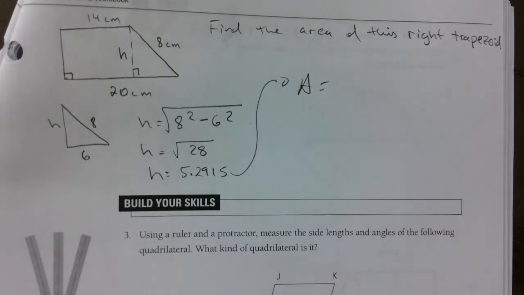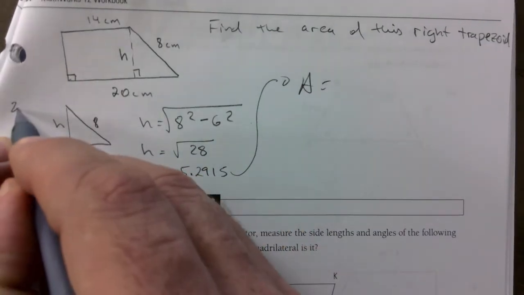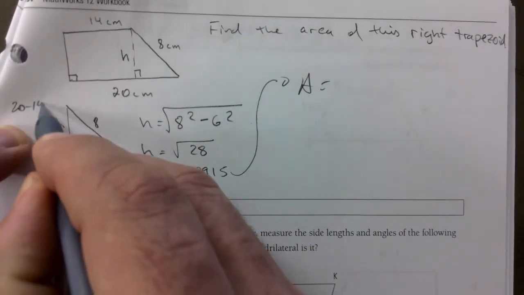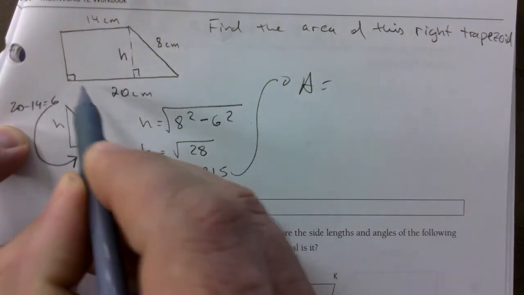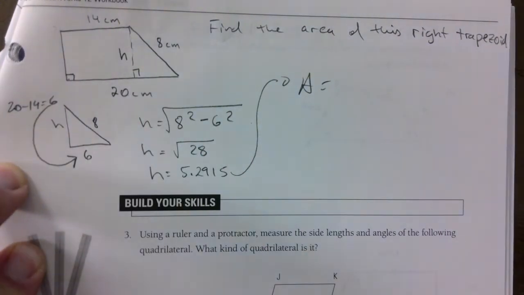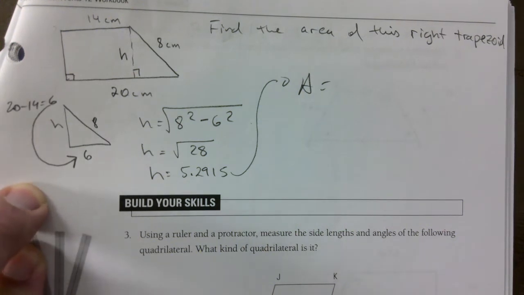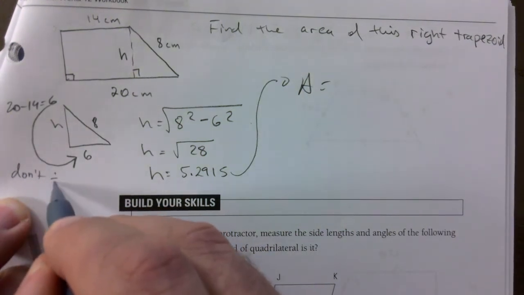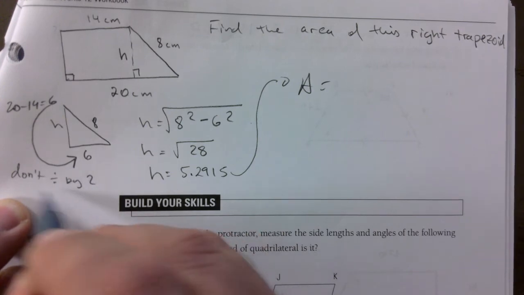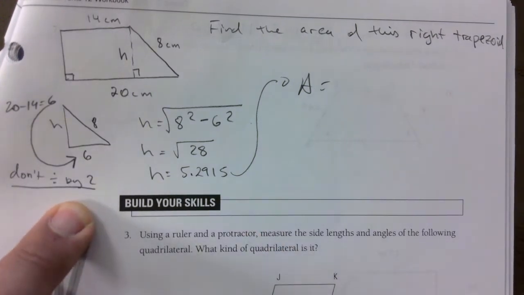Yeah, so in this case, you did not need to divide by 2, right? It's just 20 minus 14, which is 6, and that goes in there. There's no second triangle on the left, right? Don't divide by 2, maybe. I don't know. You need to tell yourself that.